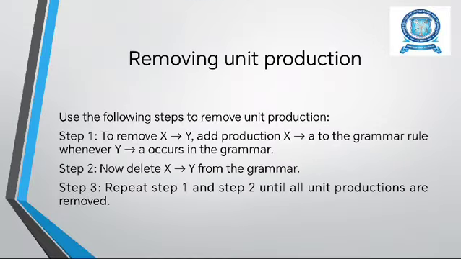Removing unit production. Use the following steps for removing unit production. Step 1. To remove X tends to Y, add the production X tends to A to the grammar rule wherever Y tends to A occurs in the grammar. Step 2. Now delete X tends to Y from the grammar. Step 3. Repeat step 1 and step 2 until all unit productions are removed.